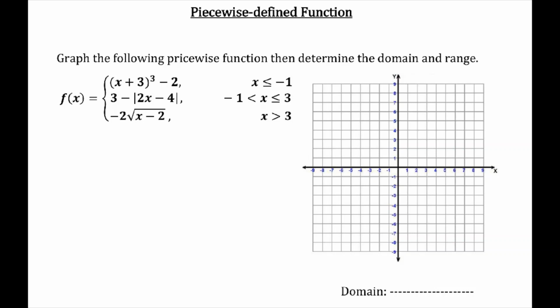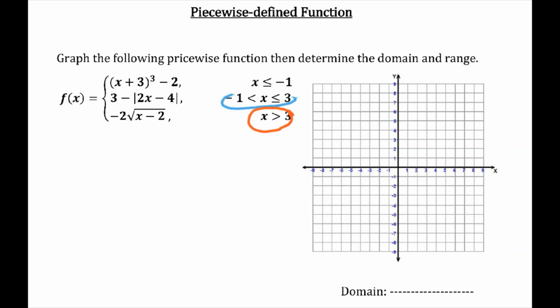Now, what is a piecewise function? Well, it's a function that is defined by multiple subfunctions, and each subfunction applies to a certain interval of the domain. So in this case, we have a cube function that we are going to use for any number less than or equal to -1. And then we have an absolute value function for any number within -1 and 3. And finally, we have a square root function for any number greater than 3.